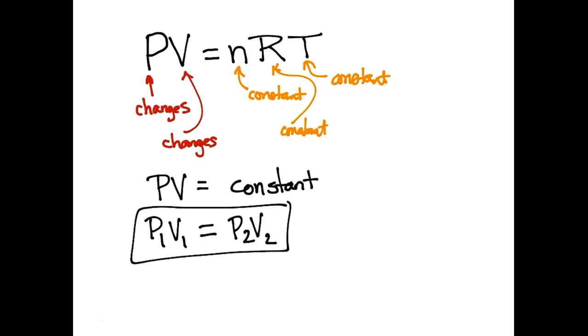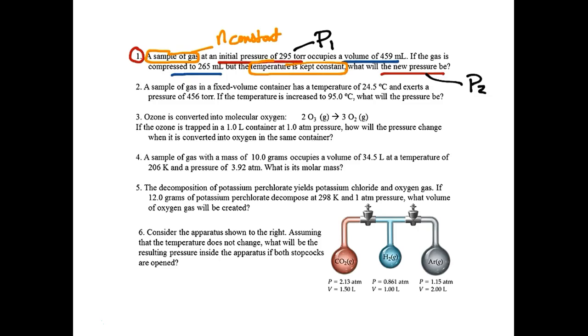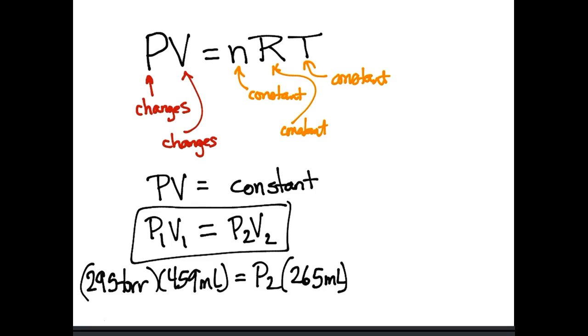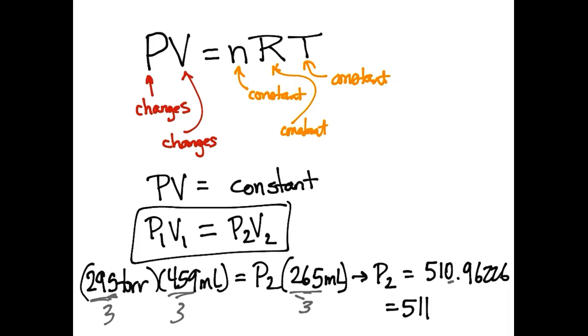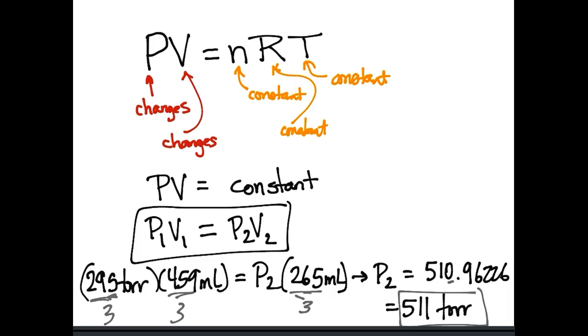We use this equation. We're going to plug the numbers in that we have. So P1 is 295. P2 is what we're solving for. We just plug in values, and we solve that P2 is equal to 510.96226. Looks like everything has 3 significant figures, so we need to round that to 511. It's going to have the same units as the original pressure, which is torr.